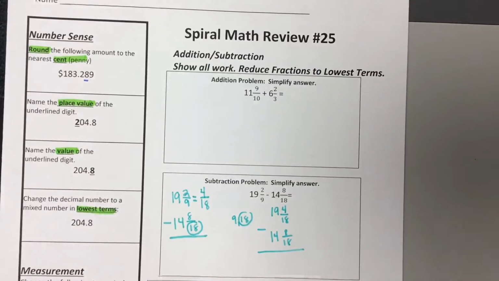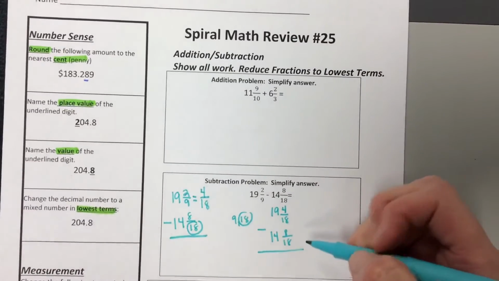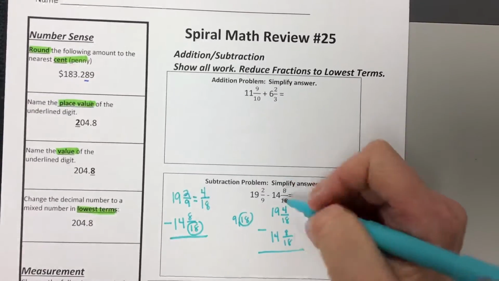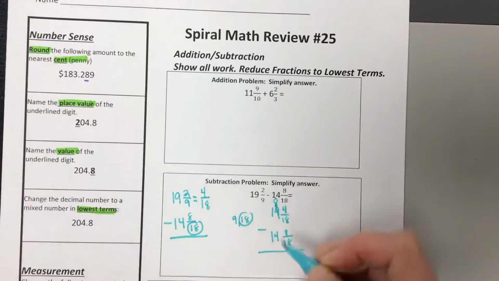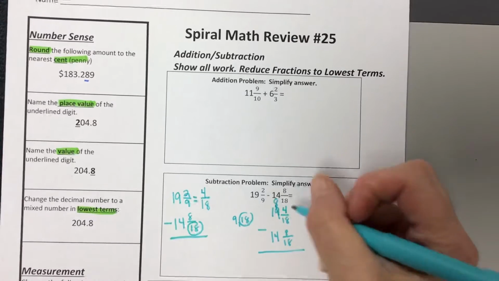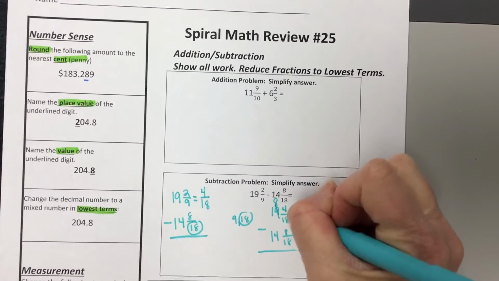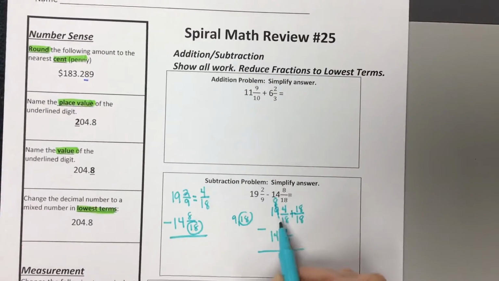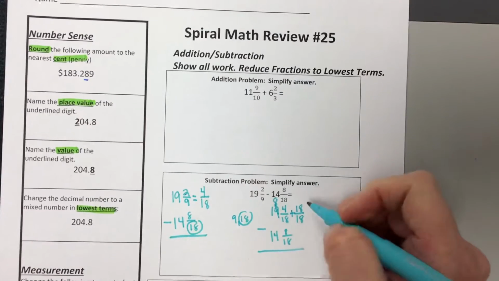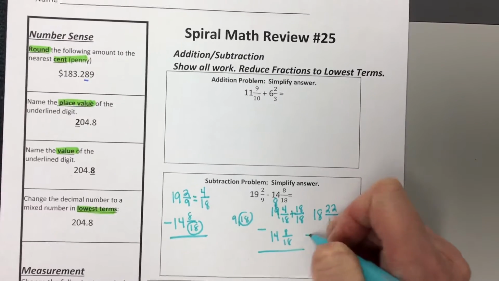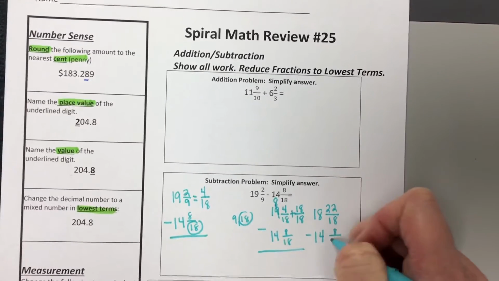I always start adding and subtracting in the farthest column to the right, just like the standard algorithm. But I can't do 4/18 minus 8/18, so I need to regroup. I borrow from my ones place, which means I'm going to add 1 over here in my fraction place. How can I add 1 whole? I know that 18/18 is equal to 1 whole. So now I need to add 4/18 to 18/18, giving me 18 and 22/18 minus 14 and 8/18.